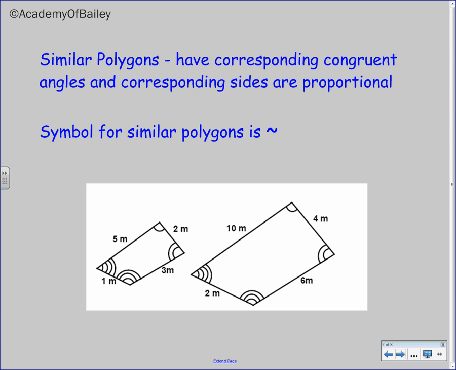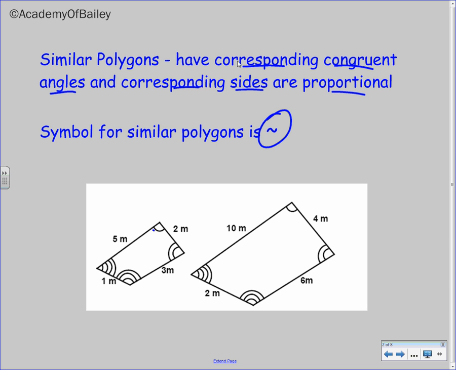The definition for similar polygons, which I have on the screen, is the same as the definition for similar triangles. So let me refresh your memory on the definition for similar polygons. It just says corresponding angles are congruent, and corresponding sides are proportional. And don't forget, this is the symbol for similar.